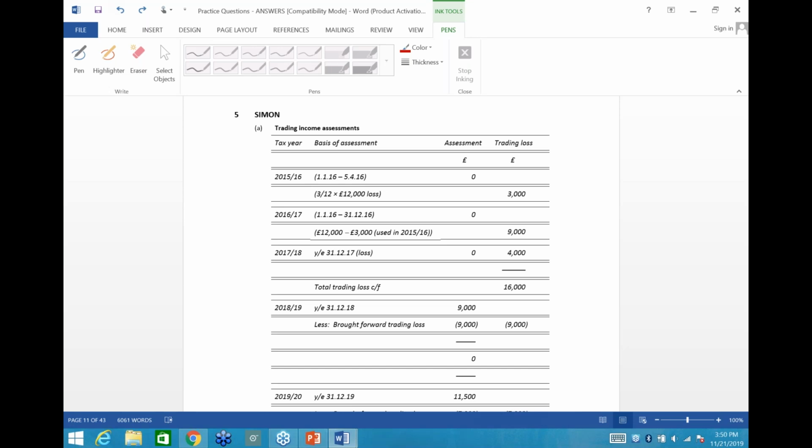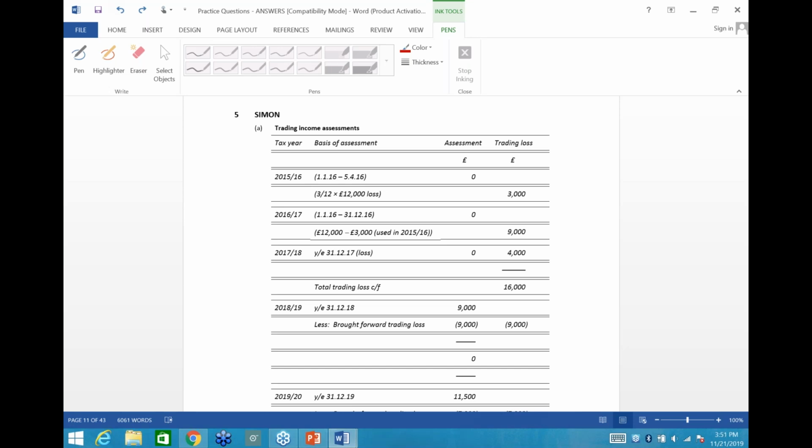Then we have something called opening year loss relief, which is applicable to newly started businesses. In that situation, if you have incurred a trading loss within the first 4 tax years of the business, you can carry back that loss for a period of 36 months to set off against the total income according to first in, first out basis. That is what we call the opening year relief.